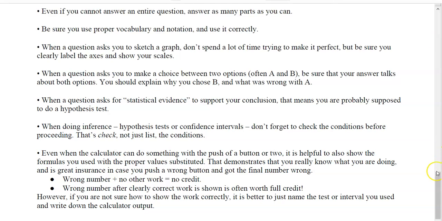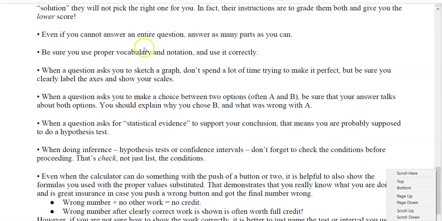Another important tip. Even if you can't answer an entire question, answer as many parts as you can. What if you have parts A, B, and C in a question, and part C asks you to refer back to part B or requires the answer from part B? You can make up an answer for the part you didn't know how to do and then use that answer in the part you do know how to do, and say, if the answer to part B was blah, blah, blah, here's how I would do part C, and then go ahead and do it. That is a perfectly legitimate way to get your answer to part C.